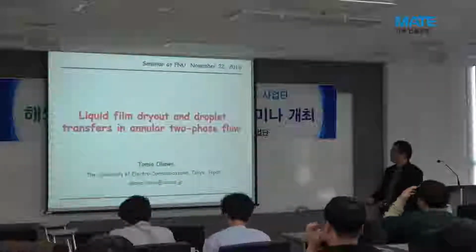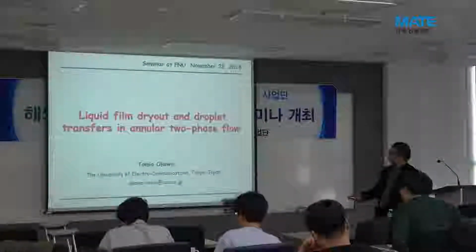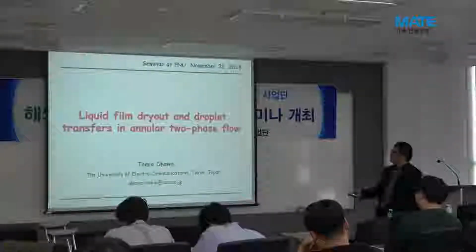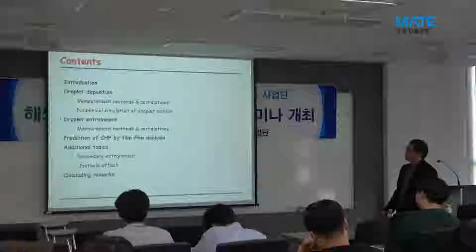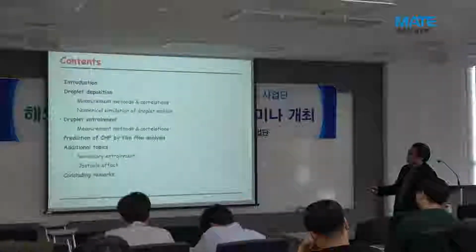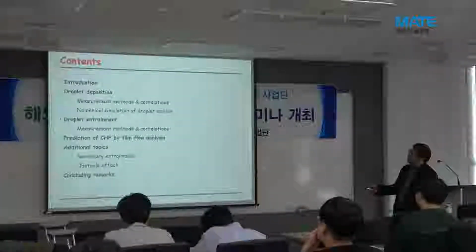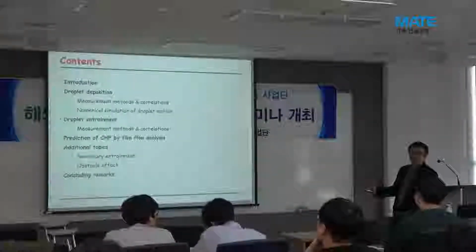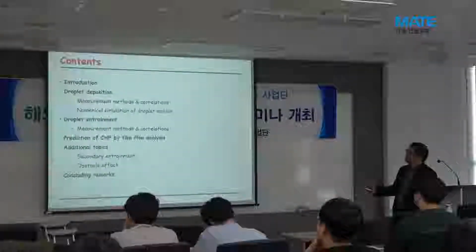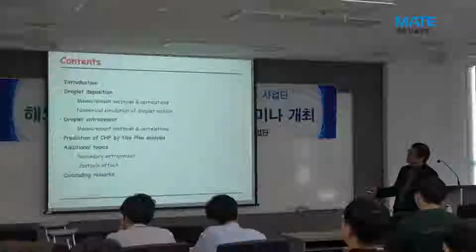So let me start. The title is the liquid film dryout and droplet transfers in annular two-phase flow. The contents are listed here. First, some brief introduction I show you. And the droplet transfer can be divided into two parts. One is the droplet deposition, and second, the droplet entrainment.